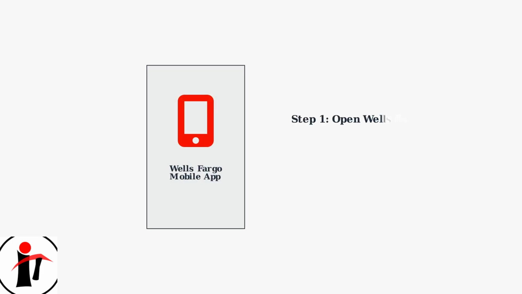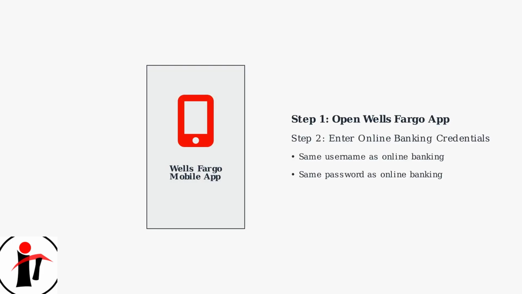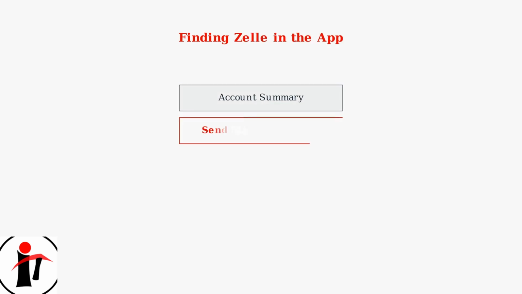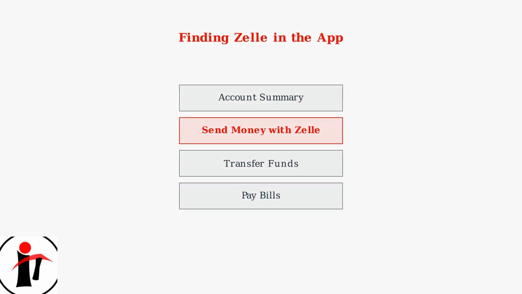First, open your Wells Fargo mobile app and log in using your existing online banking credentials. These are the same username and password you use for Wells Fargo online banking. Once logged in, navigate to the main menu or account dashboard. Look for the option labeled Send Money with Zelle and select it. This feature is prominently displayed in most Wells Fargo app interfaces.